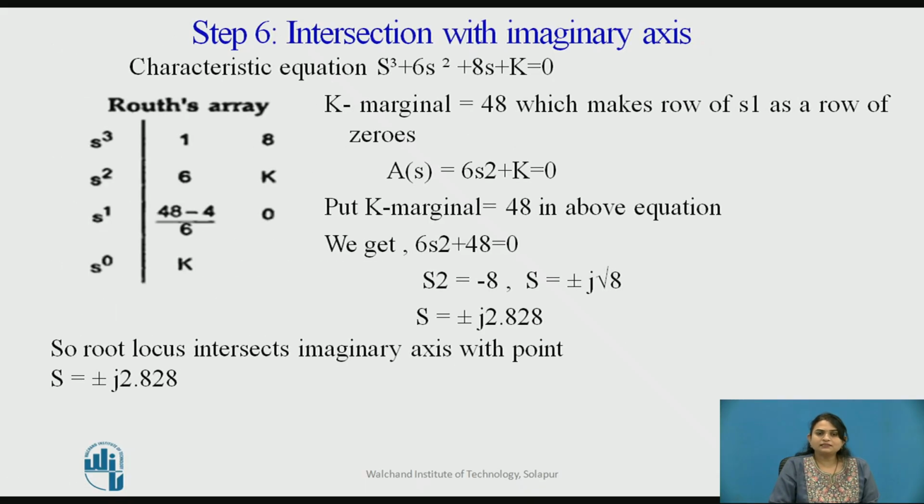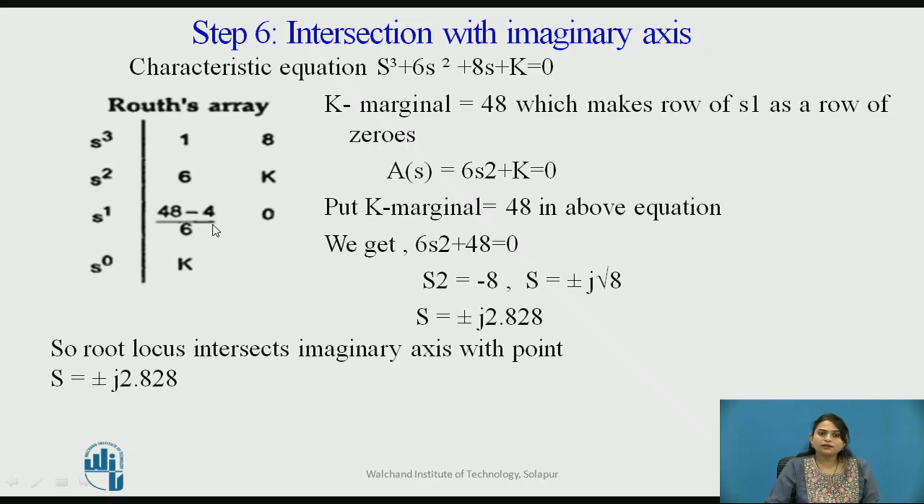Now step number 6, in this we are going to calculate the intersection with the imaginary axis, because from the breakaway point we are going to draw the root locus, and that root locus will intersect the imaginary axis. At which point it will intersect, that will be calculated with this procedure. For that we consider the previous characteristic equation, s cube plus 6s square plus 8s plus k equal to 0. Here we have to form a Routh's array, taking the coefficients from this equation, as we have already discussed in the previous section.